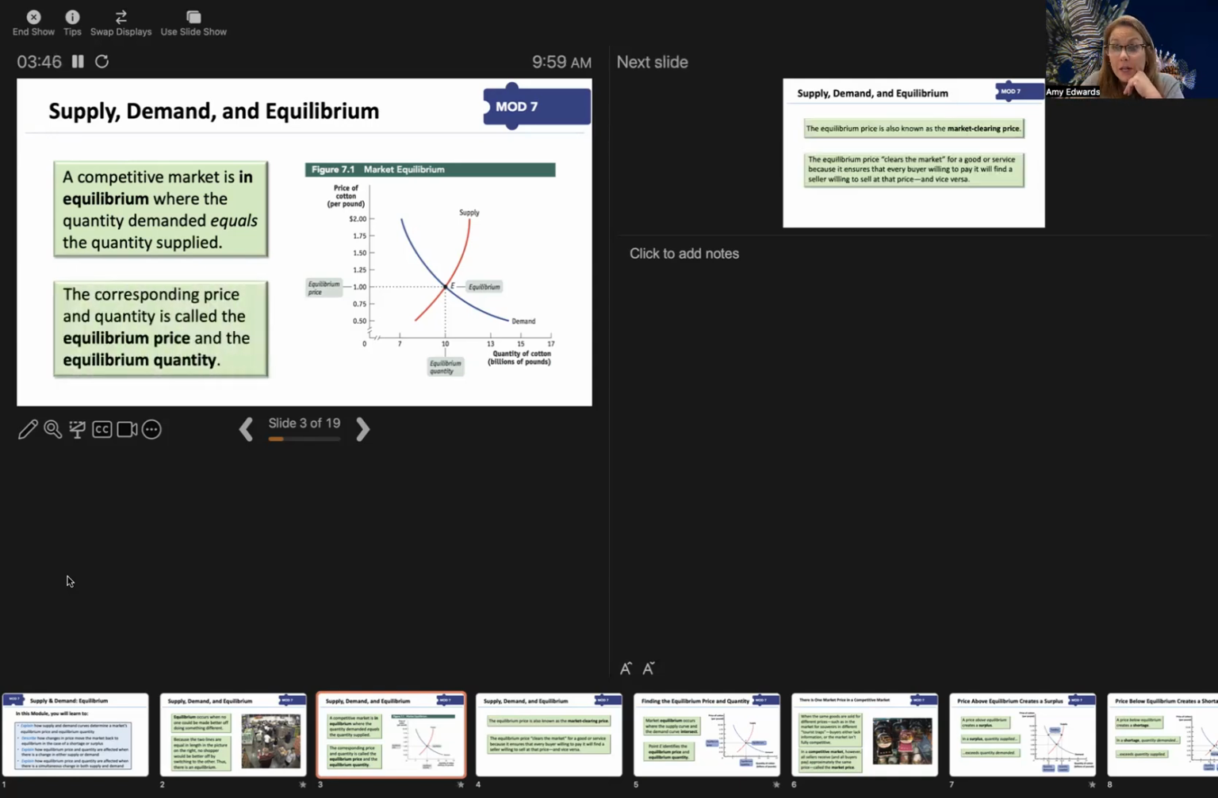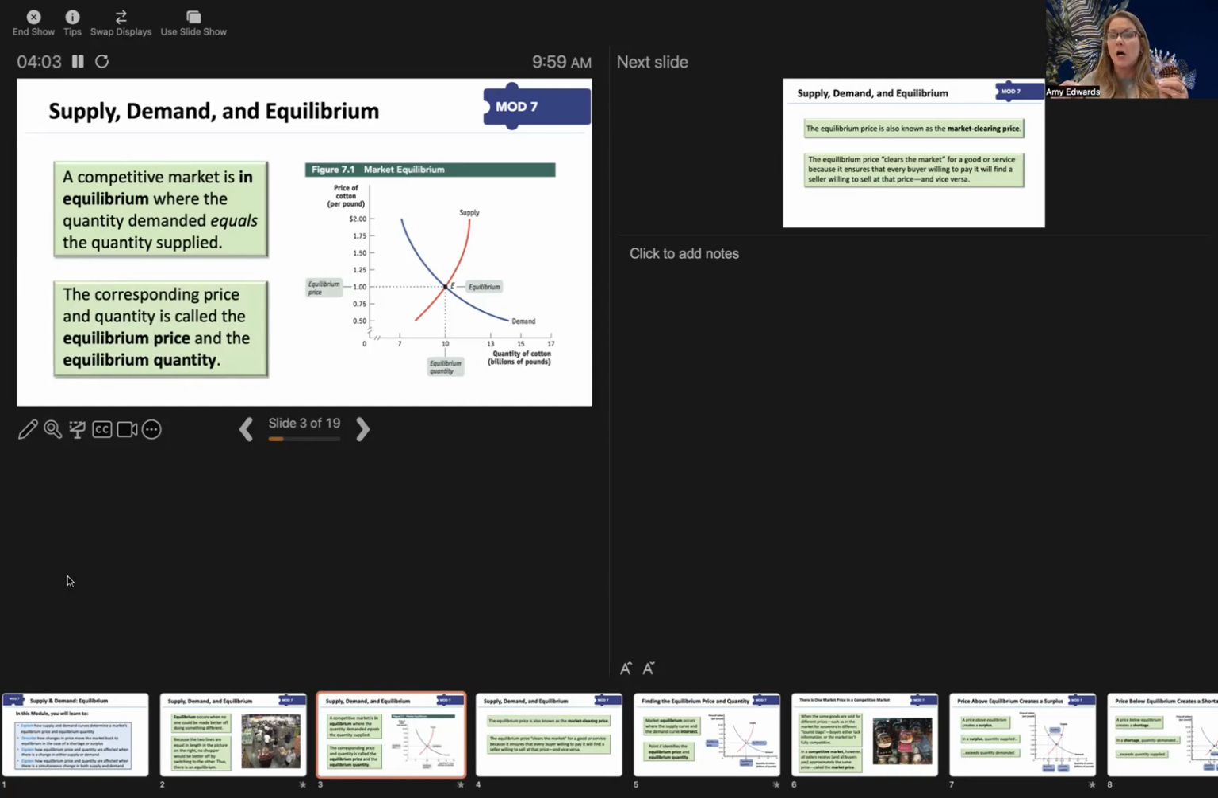So the corresponding price at this, we would say that $1 is the equilibrium price. We would say that 10 billion pounds of cotton is the equilibrium quantity. And again, the actual point is equilibrium. And notice how on the graph, and this is something you're going to have to do.